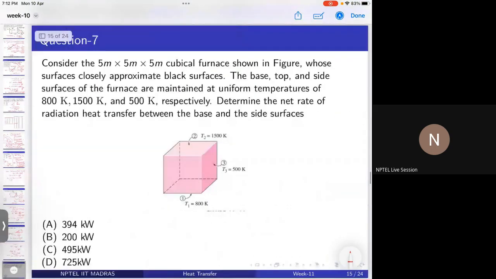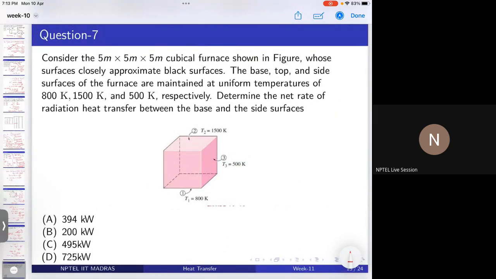Okay, let's move on to the next question. We have a 5 by 5 cubical furnace shown in the figure, whose surfaces closely approximate a black body. The base, top and side surfaces of the furnace are maintained at uniform temperatures as shown in the figure. Determine the net rate of radiation heat transfer between the base and side surfaces. This is what we have to find.